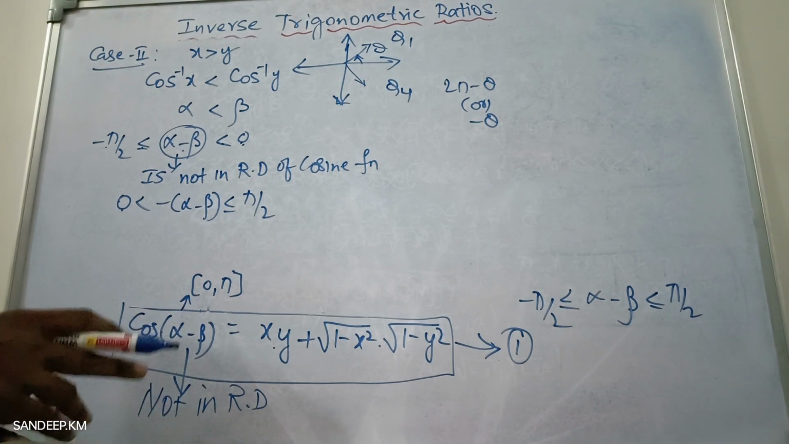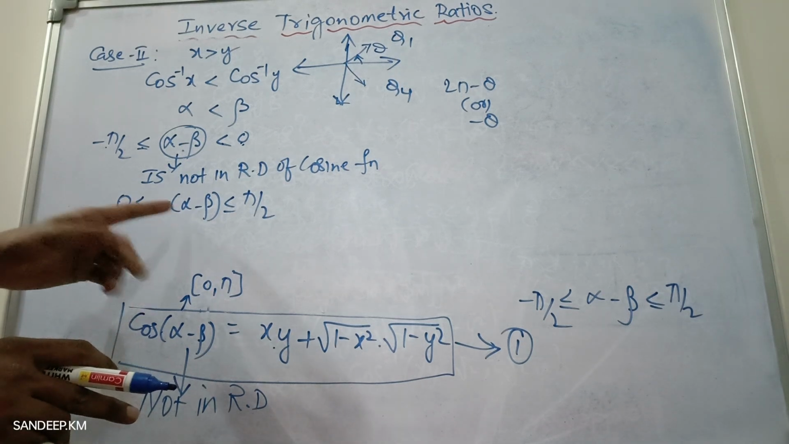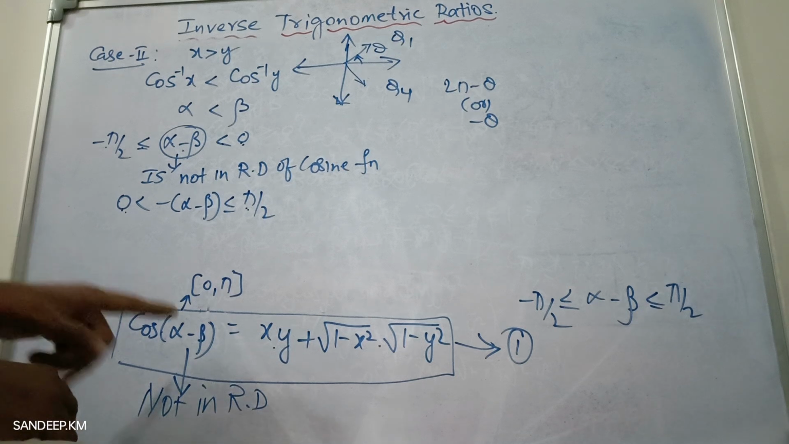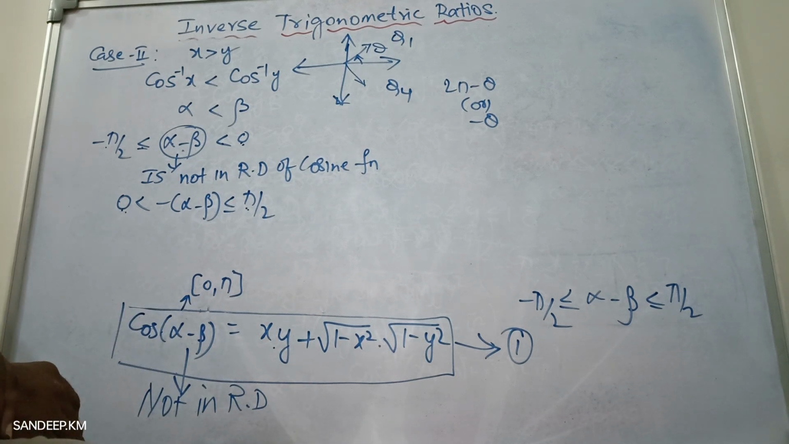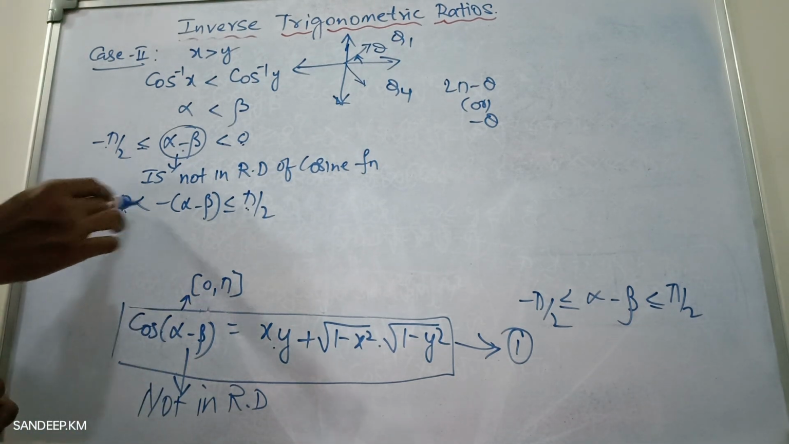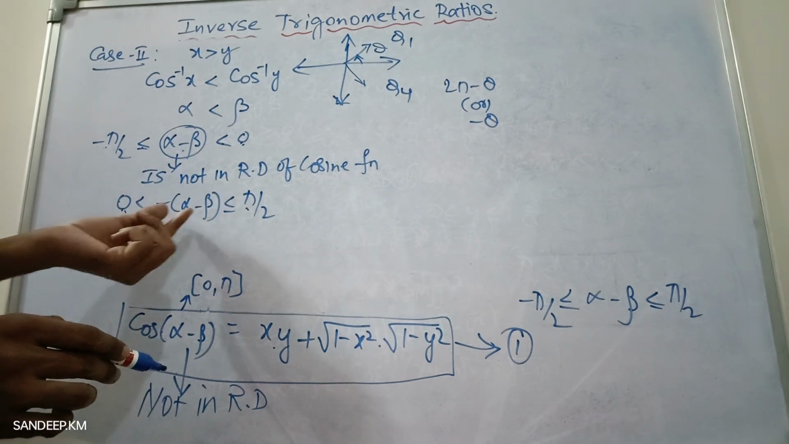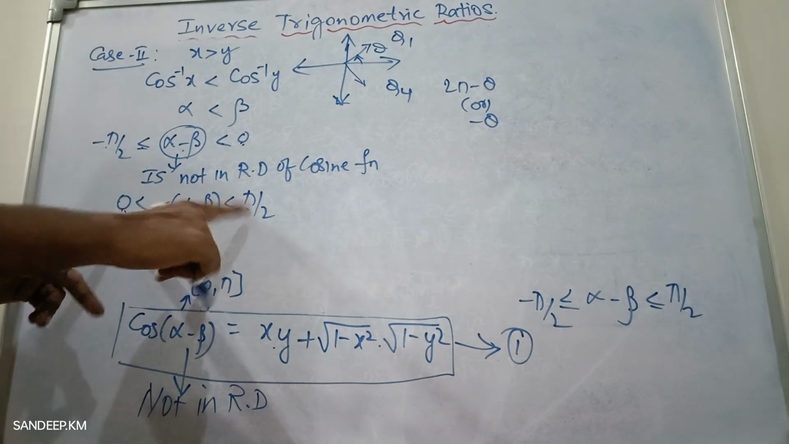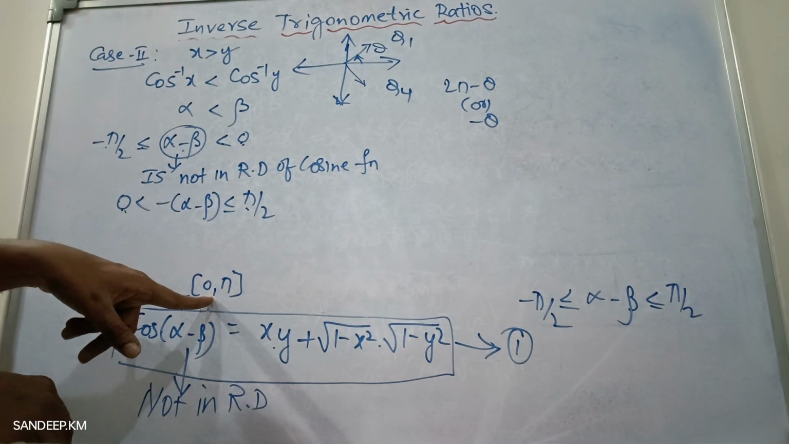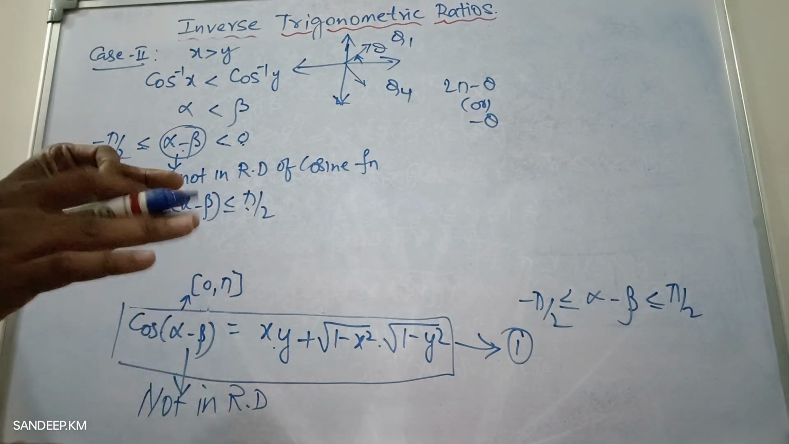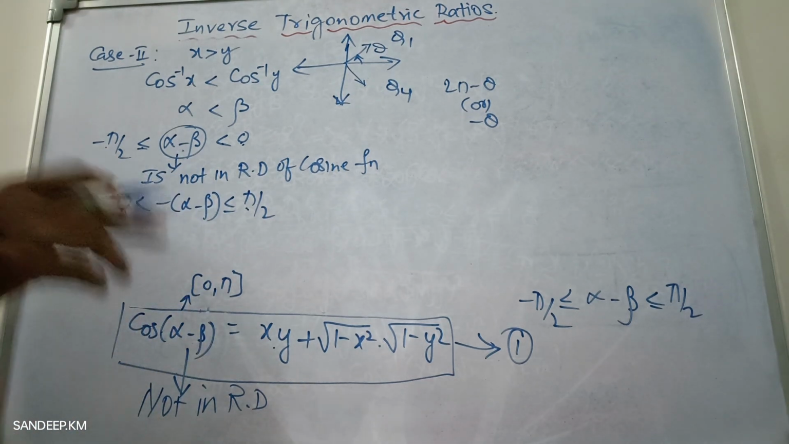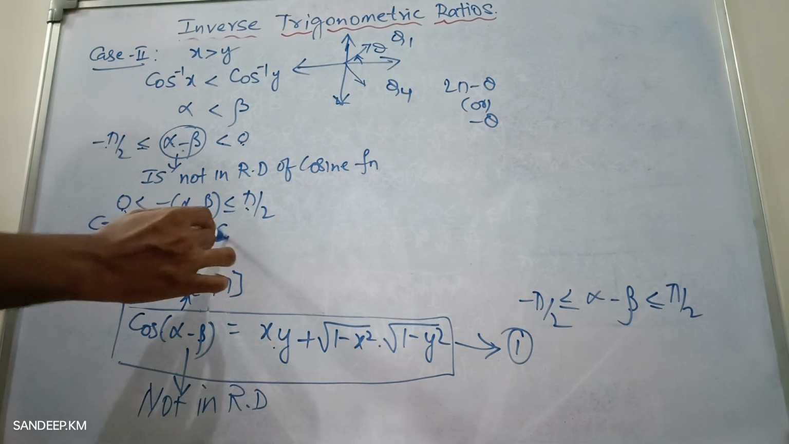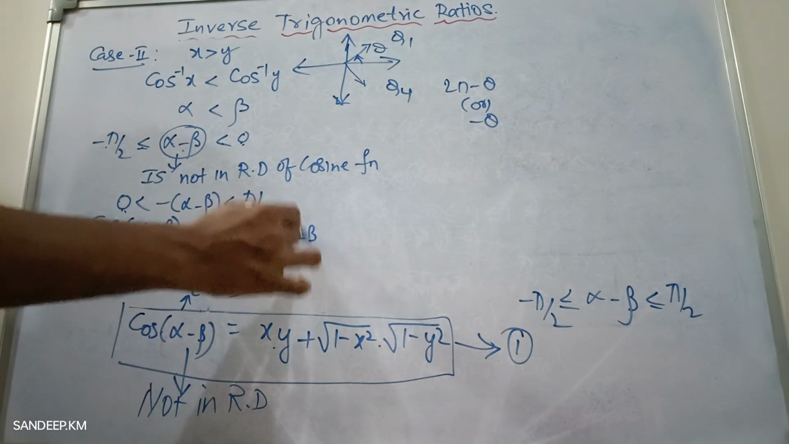Now dear students, after getting this, check whether the new angle between 0 and pi by 2 is in the restricted domain of the cosine function or not. Clearly, the new angle, which is minus of alpha minus beta, is between 0 and 90, and between 0 and 90 means it is a subset of the restricted domain. Yes, what is the meaning of it? It means, dear students, I can write cos of alpha minus beta as cos of minus of alpha minus beta.